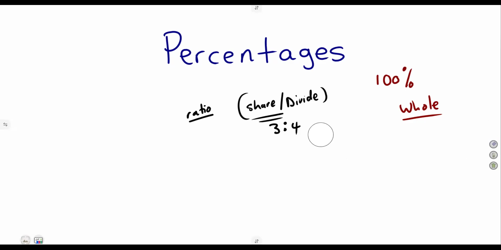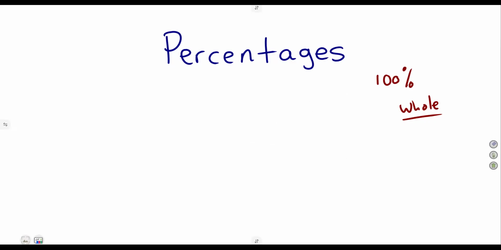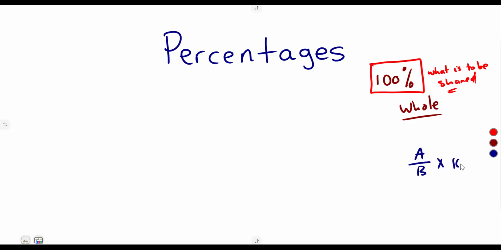The only difference now is that you are already given how to share, and what you are sharing is the 100%. This is what is to be shared. So out of that 100%, we are going to check what this quantity is going to obtain. Quantity A as a percentage of quantity B will be quantity A over B times what is to be shared.